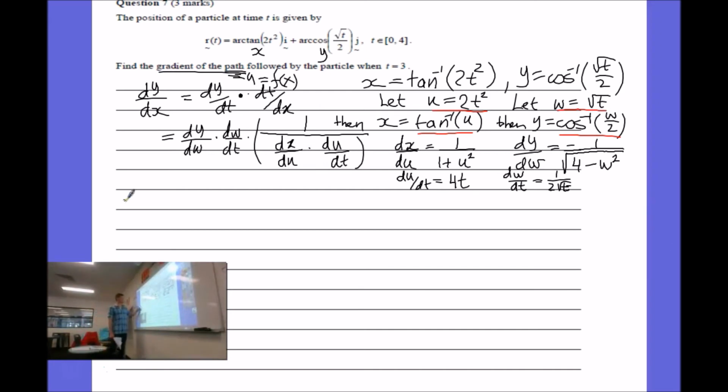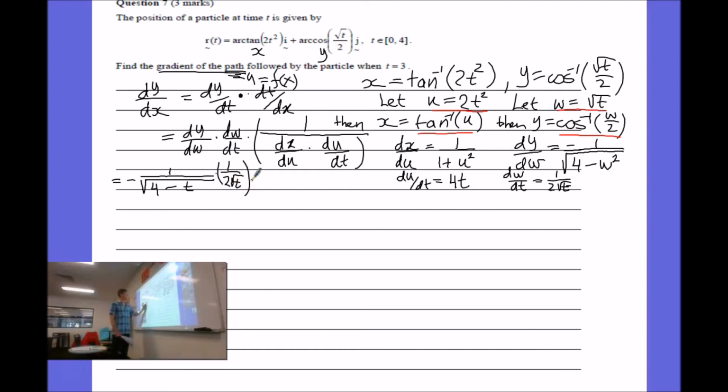Alright, so let's all plug that back in together. So dy/dw, that's this one: negative 1 over the square root of 4 minus w squared. But w is the square root of t, so I square that and I get minus t, multiplied by dw/dt. So this expression, 1 over 2 root t.